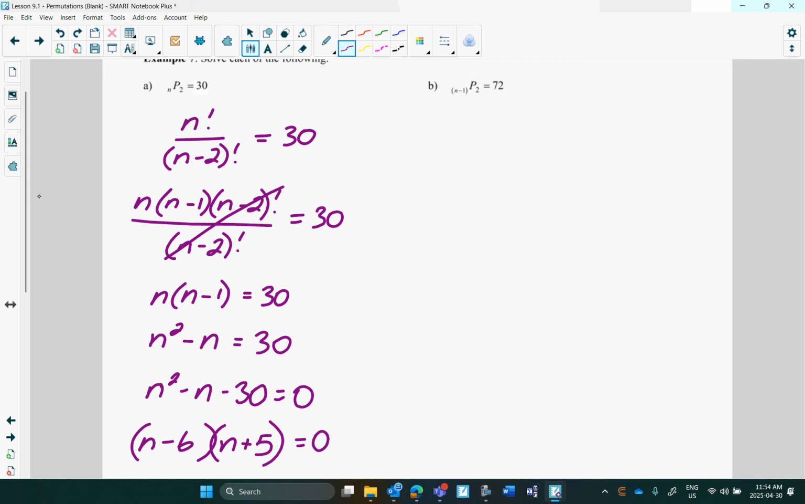All right, this one. Nice. So I got to use the formula to write this using factorial. So I take this, n minus 1 factorial, over n minus 1 minus 2 factorial, equals 72. Well, I got to do some simplifying here. What's an easier way to say the bottom inside the big parentheses? N minus 3.